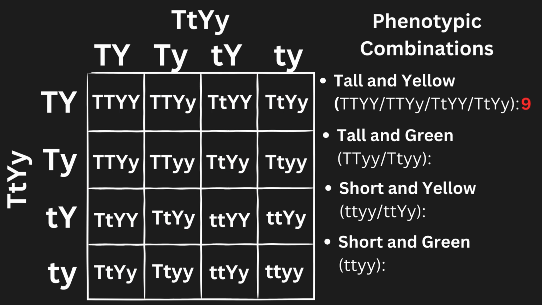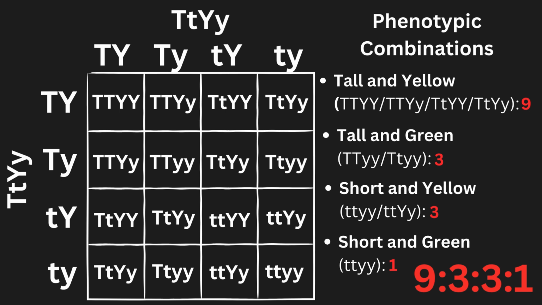Next, we have tall and green. Because there are fewer combinations that make tall and green pea plants, there are only 3 out of 16. The same can be said for short and yellow plants, in which they also only have 3. Lastly, we have 1 pea plant out of 16 that is short and green due to both of these being recessive. This gives us an overall ratio of 9 to 3 to 3 to 1.